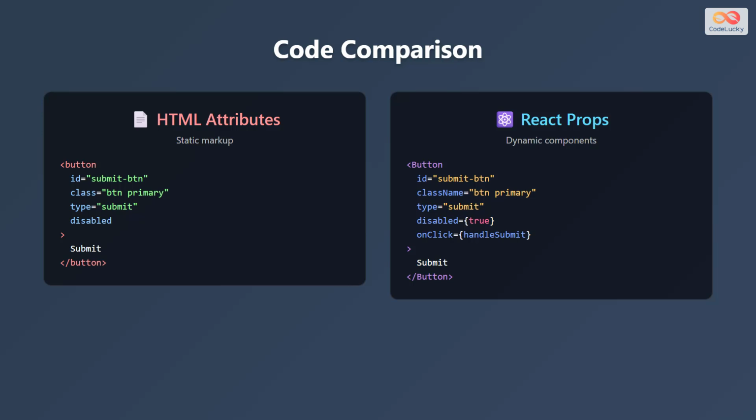Comparing HTML attributes and React props in code, in HTML we might have a button with attributes like ID set to submit button, class set to button primary, type set to submit, and a disabled attribute. In React, using React props, a button component might have props like ID set to submit button, class name set to button primary, type set to submit, disabled set to true, and onClick set to handle submit.